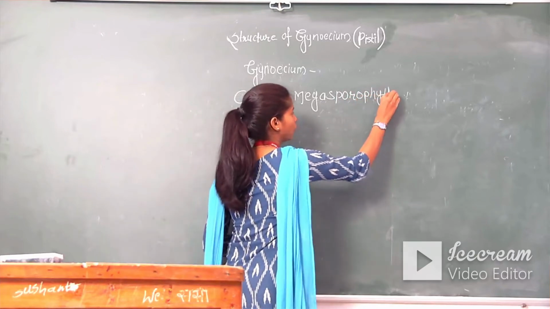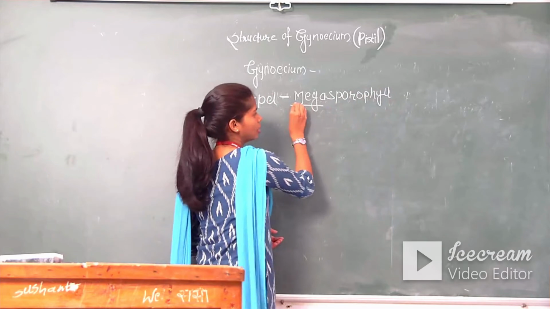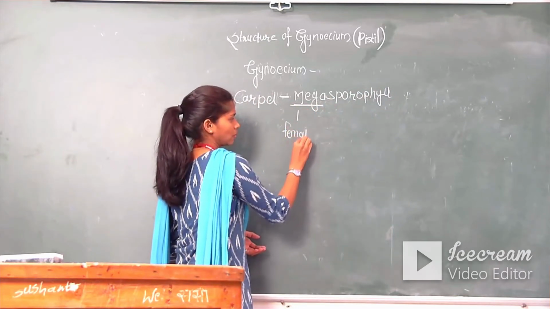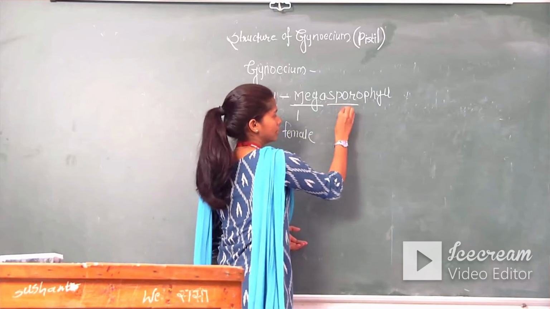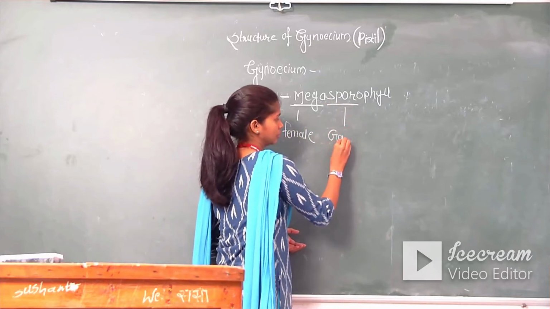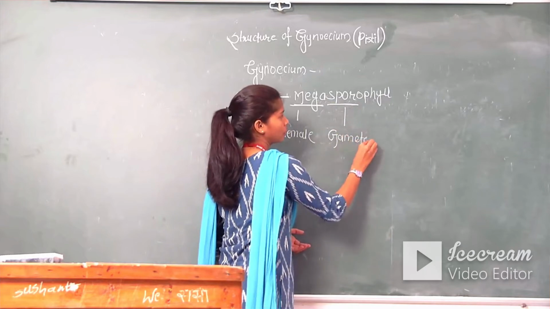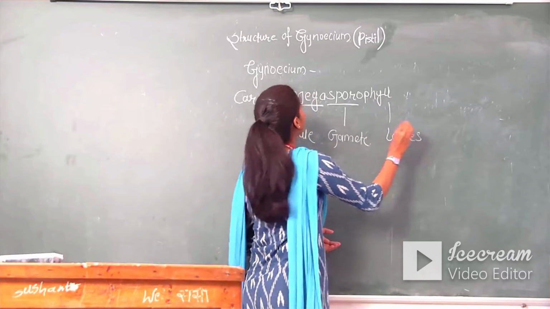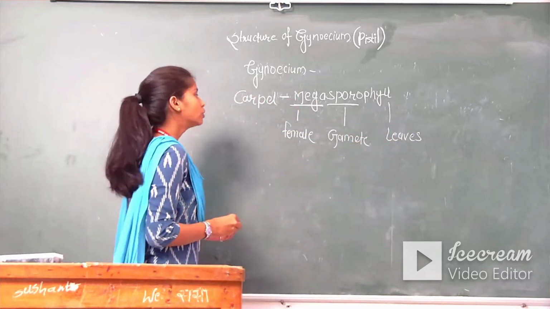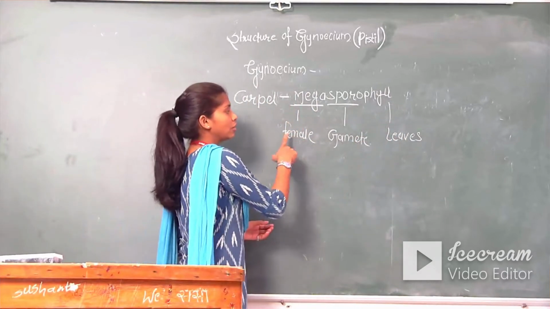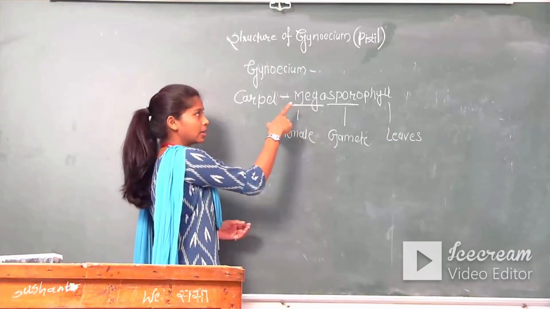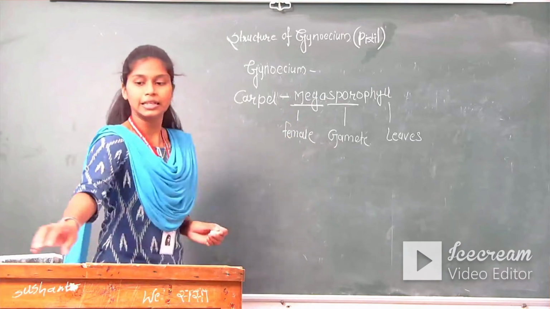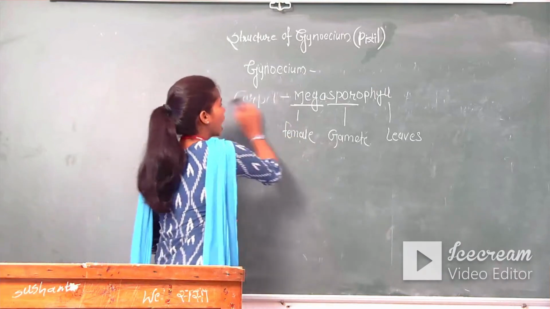What is megasporophyll? It is made up of three words: mega, related to female; sporo, meaning gamete; and phyll, meaning leaf. So carpel is the leaf which produces the female gamete, hence it is referred to as megasporophyll. Let's see the detailed structure of gynoecium.